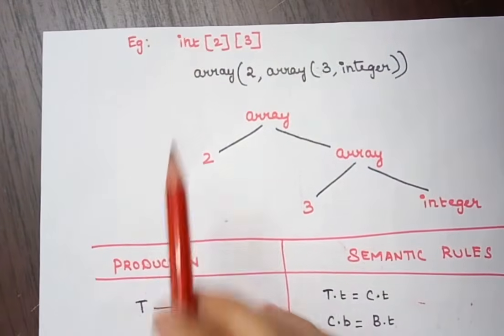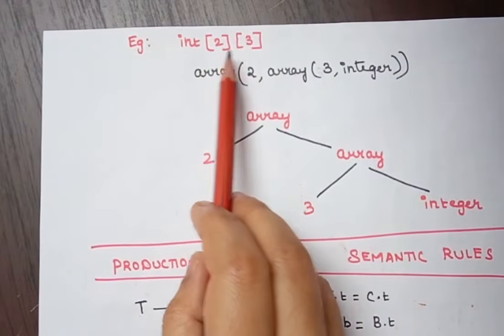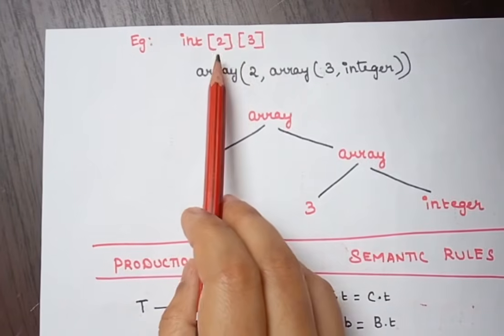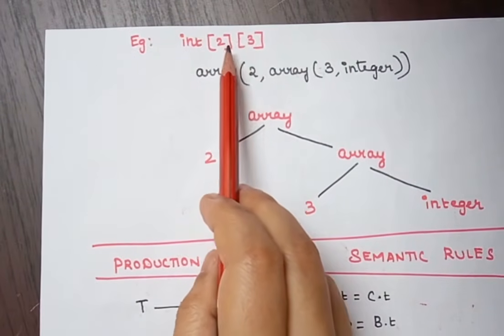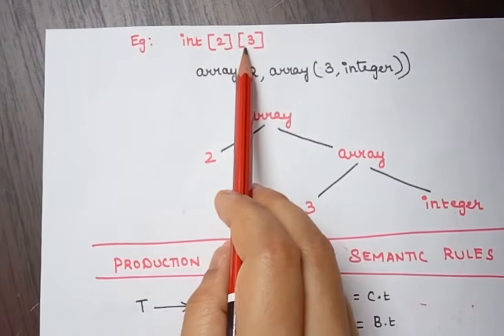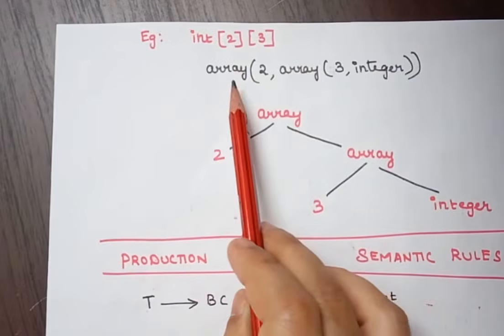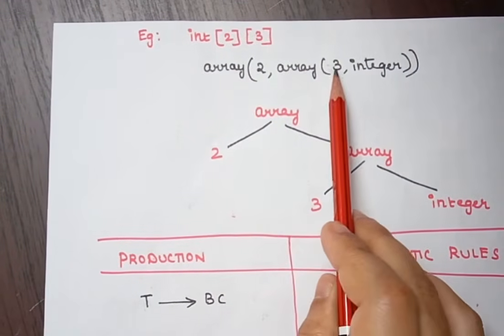So let us consider this simple example, that is int [2][3]. Whenever this declaration statement is read, how we can read this is, it is an array of 2 arrays with 3 integers. So the corresponding type expression given for this declaration statement is array, that contains 2 arrays with 3 integers.